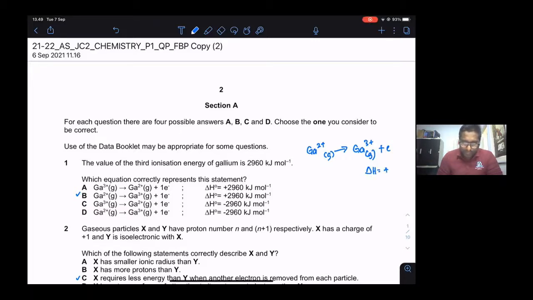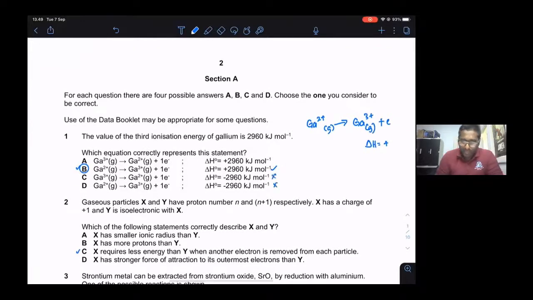So if you look at the answers over there, the one that will match is going to be B. So B is the correct answer. You see here, and it's positive. Okay, next question. So this one all can be cancelled.